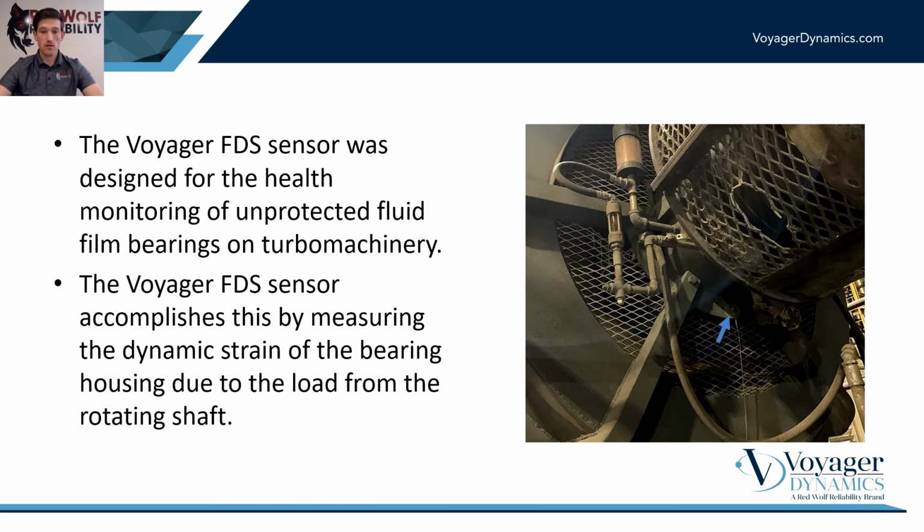Over on the right side, you can see an image of the FDS sensor mounted, the blue arrows pointed to it. It's mounted to the face of a fluid film bearing on a large motor in a coal-fired power plant. So the FDS sensor monitors the health of these bearings through measuring the dynamic strain of the bearing housing due to the load of the rotating shaft.